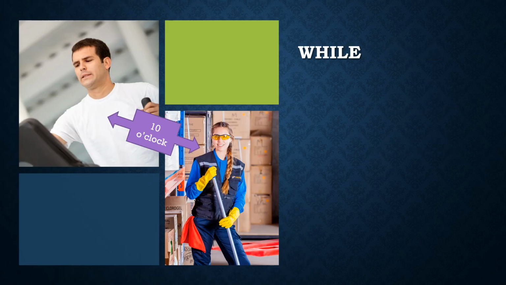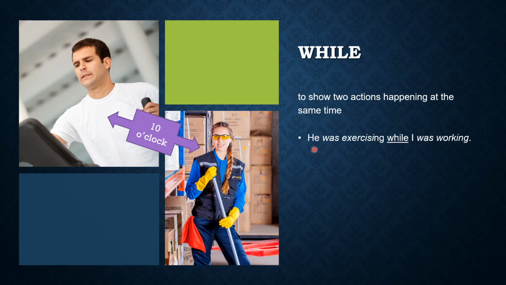Now let's look at while. While is used to show two actions happening at the same time. It doesn't matter what tense you use, the actions are happening at the same time. For example, here at 10 o'clock. So we have one action here of exercising, another one of working. So we can say he was exercising while I was working. The actions were happening at the same time, and this example is 10 o'clock.